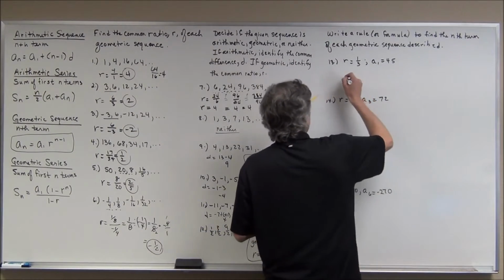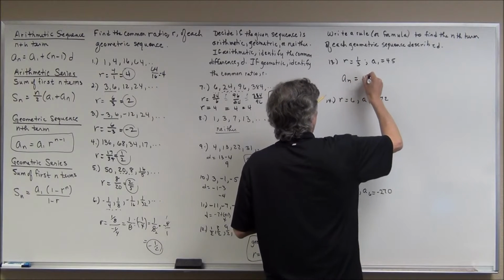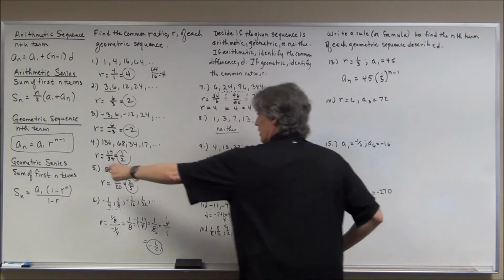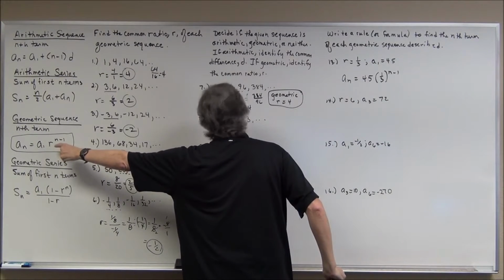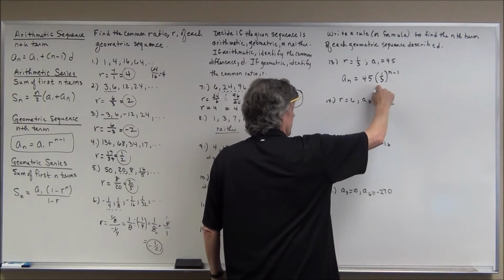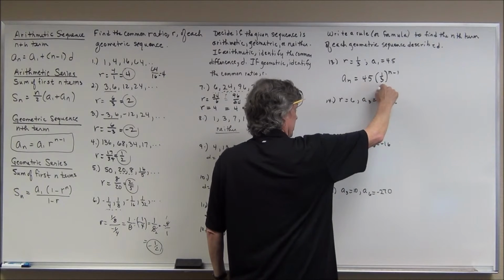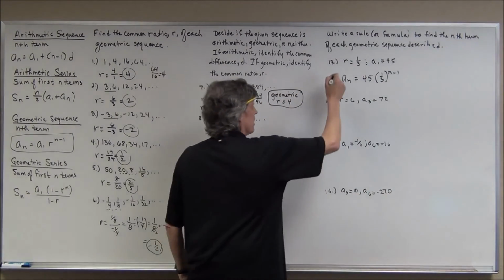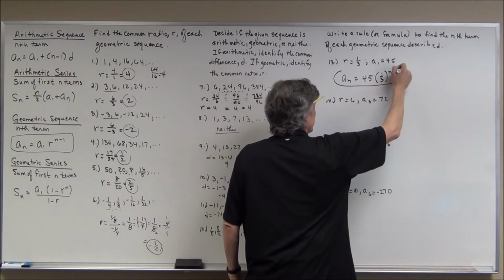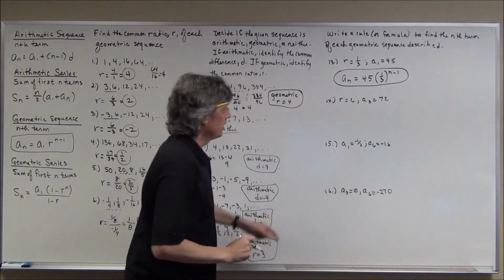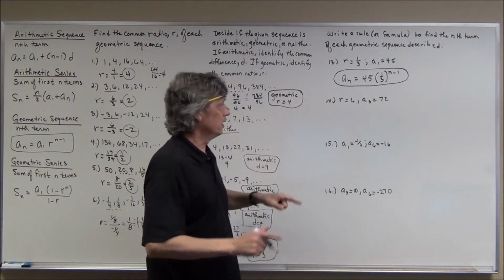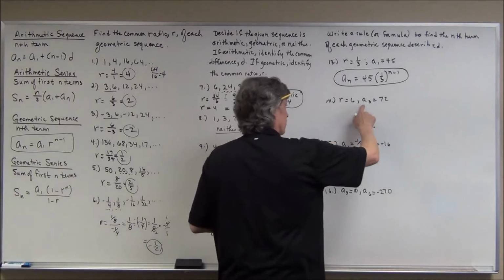So a sub n is equal to 45 times the ratio to the n minus 1 power. The ratio is 1/3, so that's this guy right here. I did put the parentheses around the 1/3 to imply multiplication here, and that all this was being raised to the n minus 1 power. That's as easy as they get. Now they get a little trickier here. This next one, they give you the ratio, but they don't give you what a sub 1 is.